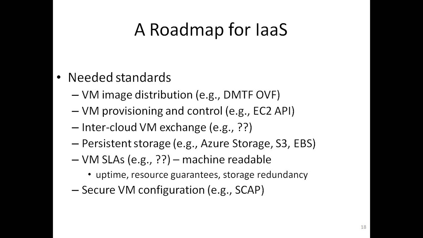The provisioning and control can be done with an API like the Amazon EC2 API, which is a very good API. Inter-Cloud VM Exchange is also needed. There is no standard for that as of now. Persistent storage like Microsoft's Azure Storage, and Amazon's Simple Storage Service and Elastic Block Store, would be a good standard. The SLAs also need to be standardized. The uptime, resource guarantees, redundancies, and all other SLAs need to be machine readable and standardized in format.